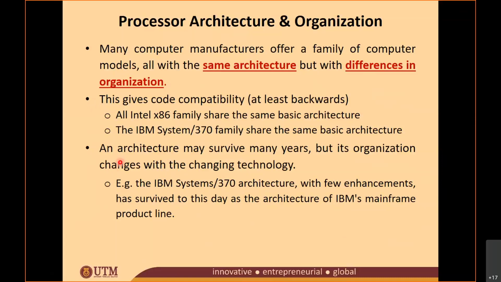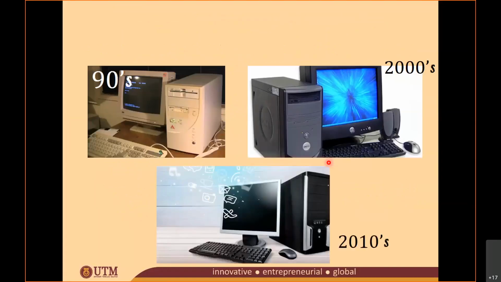The architecture may survive many years, but its organization changes with changing technology. So let's look at how the organization changed from the 1990s to today. This is what a computer in the 90s looked like, this is what computers looked like in the 2000s, and this is how a computer looked in 2010. Can you tell me what the differences are between the computers in the 90s, 2000, and 2010?